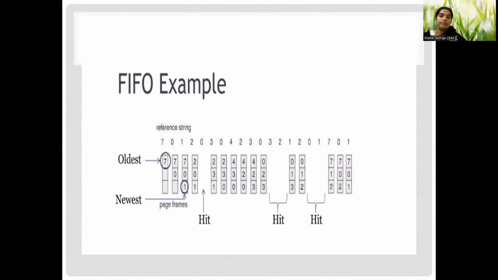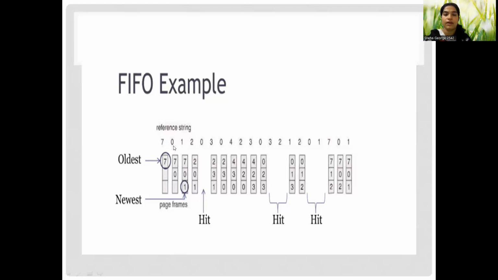In this FIFO example, the reference string is the one that you see on the screen now. First, you check whether 7 is present in the main memory. Initially the main memory is empty, so page 7 is not there. So we insert it in the main memory. This is actually a page fault. This is not a hit because 7 was not in the main memory, so we loaded it.